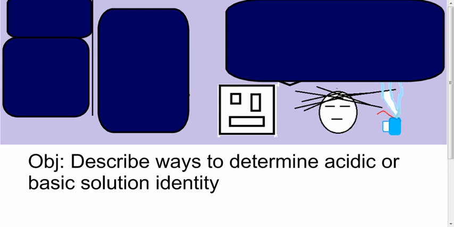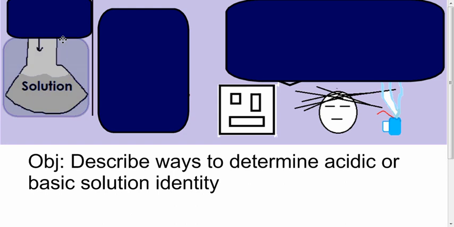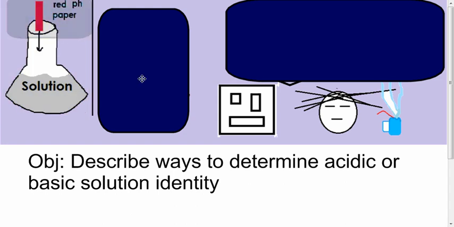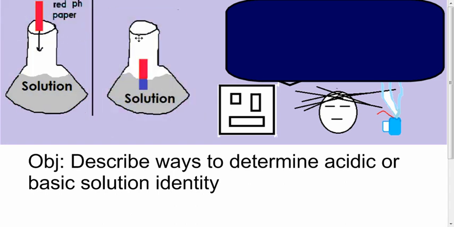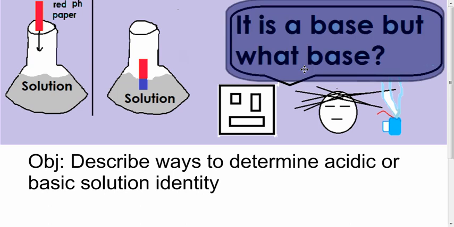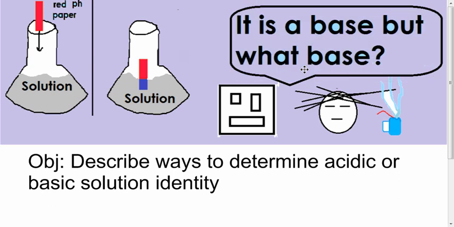The purpose of this video is for you to be able to describe ways to determine an acidic or basic solution's identity. Let's say Dr. Square and Crazy Hair have a solution. They put some pH paper in it and they know it's an acid or a base, but they don't know what acid or base it is.